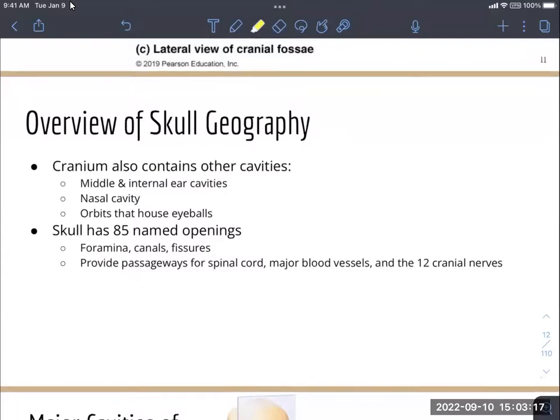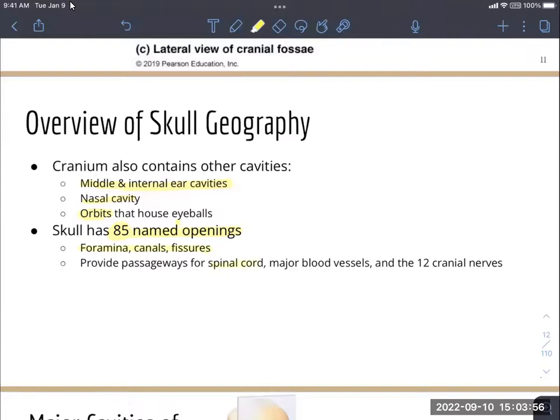So we have a middle ear and an inner ear cavity in our skull, or our cranium. We have a nasal cavity, and we have what are called orbits, where your eyes sit. We have 85 different openings in the skull. That's why I said the skull is the most complex of bones. There are so many different openings for so many different things. They have the names foramina, canals, or fissures, depending on their shape.